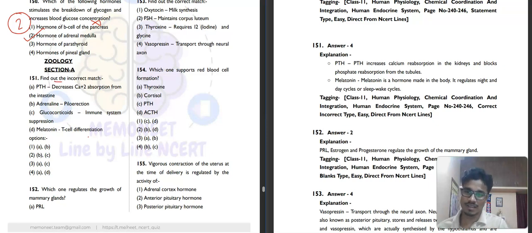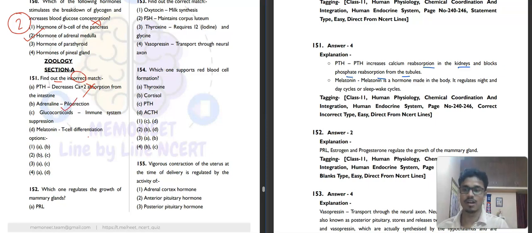Parathyroid hormone decreases calcium absorption from the intestine. We have to find the incorrect match. So you know that PTH, parathyroid hormone, increases calcium absorption in the kidneys and blocks phosphate reabsorption from the tubules. This is wrong.